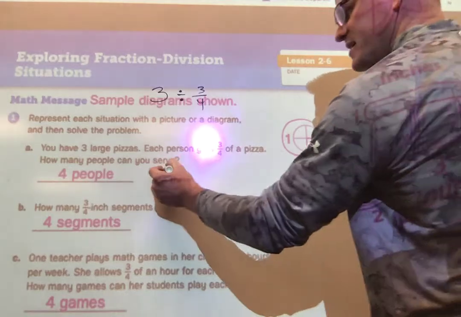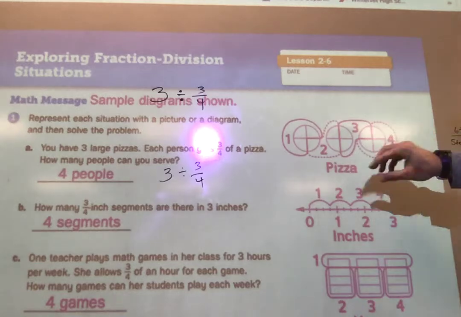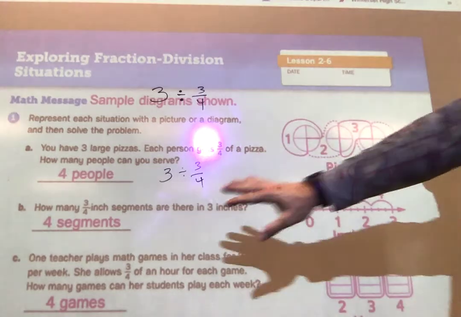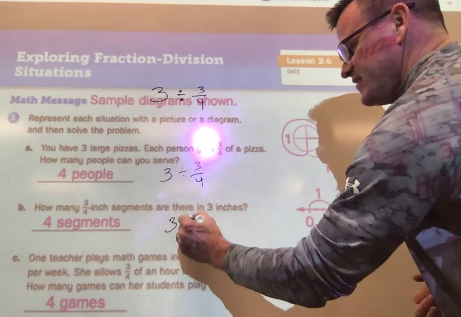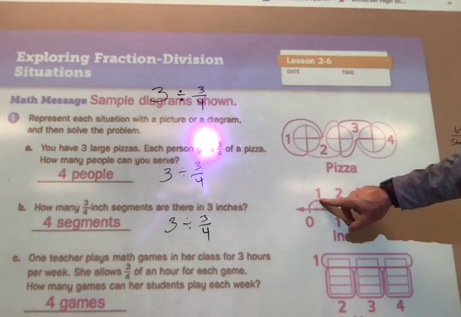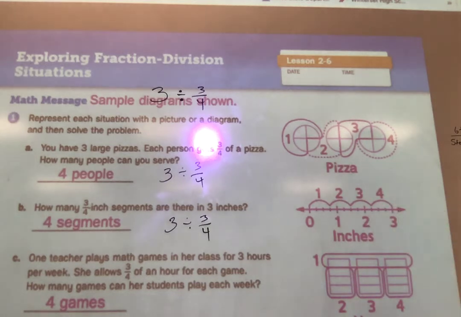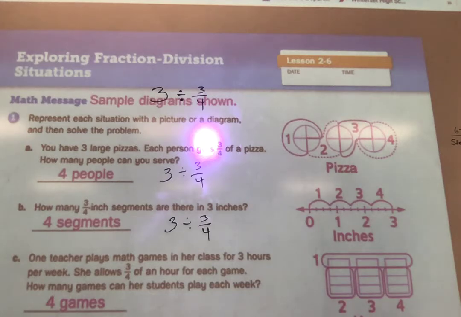And again, this was simply 3 divided into groups of 3/4, and I show those groups of 3/4, and there are 4 of them. All right, so again, you want to visualize and be able to see what dividing by fractions actually looks like. This is the same thing. How many 3/4 inch segments are there in 3 inches? You're starting with 3 inches and dividing them into 3/4 inch segments. And again, I could just use a number line to do this and make jumps. 3/4, there's 1, there's another 3/4, there's another 3/4, and another 3/4. So in this case, again, if I have 3, I can get 4 groups of 3/4. All these problems are the same, okay?